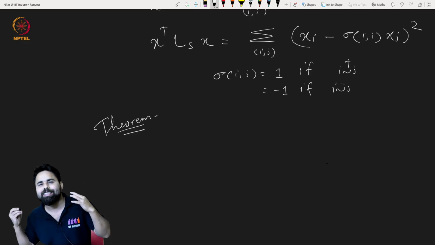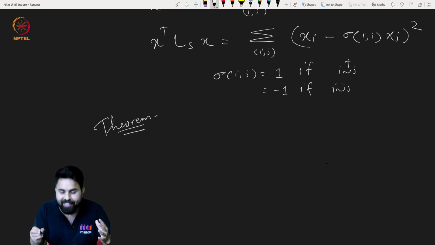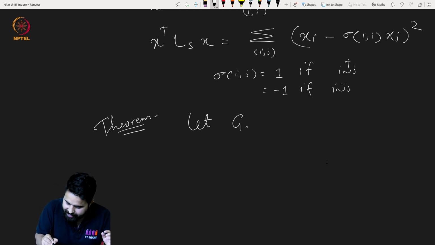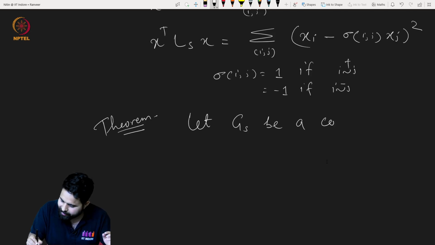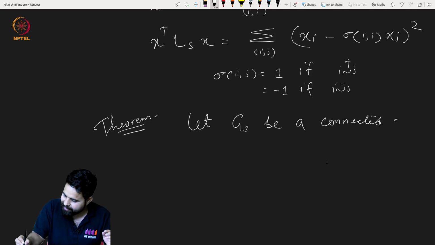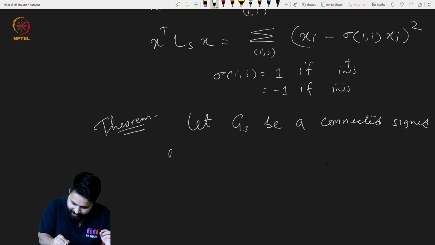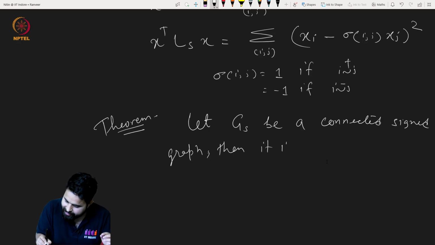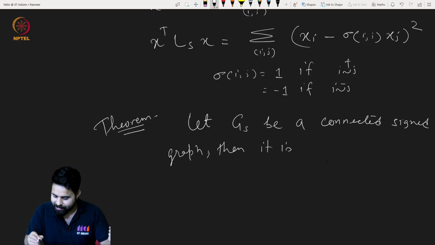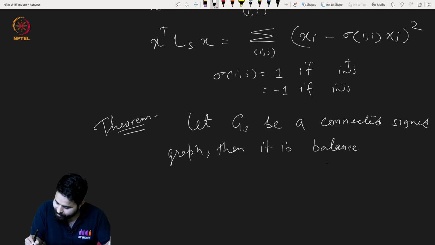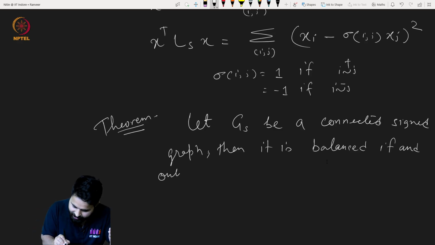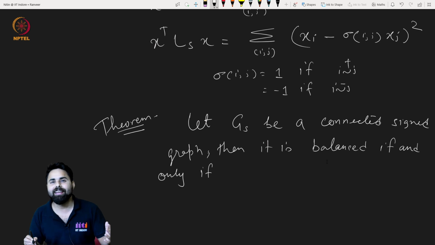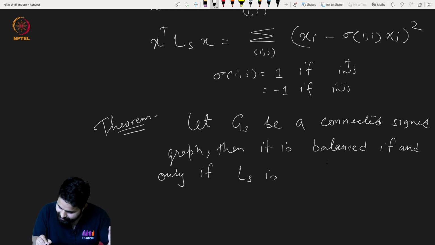Let GS be a connected signed graph. Then it is balanced if and only if LS is singular.